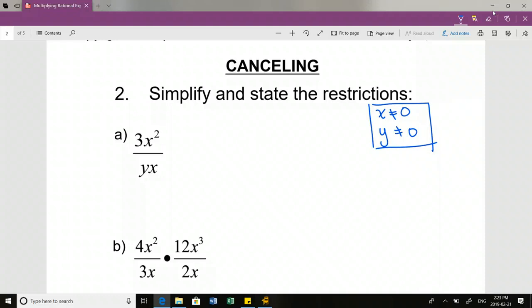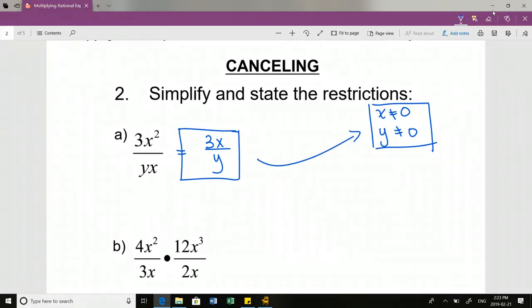And then, is there anything that I can simplify further here? The x2. Right, so I have x squared divided by x, so I would just be left with an x on top. Okay, so 2 x's on top, 1 x on bottom, we cancel 1 from each, we're left with 1 on top. Okay, so that's our final simplified form, and this is also part of our answer as well, right? So those are our restrictions.